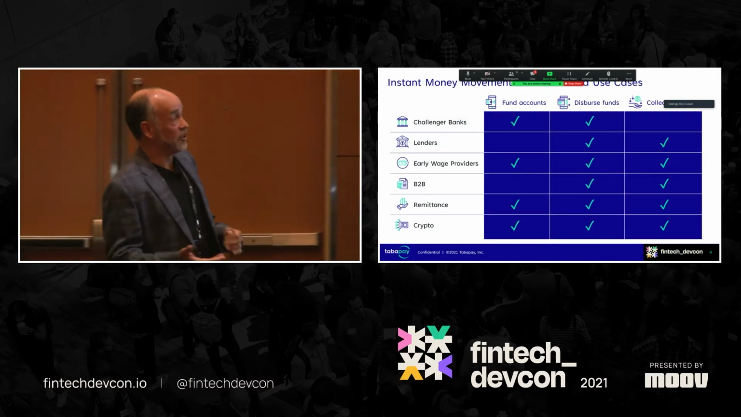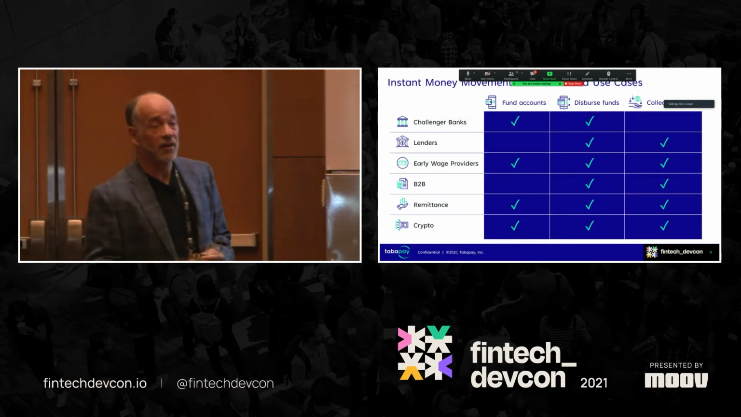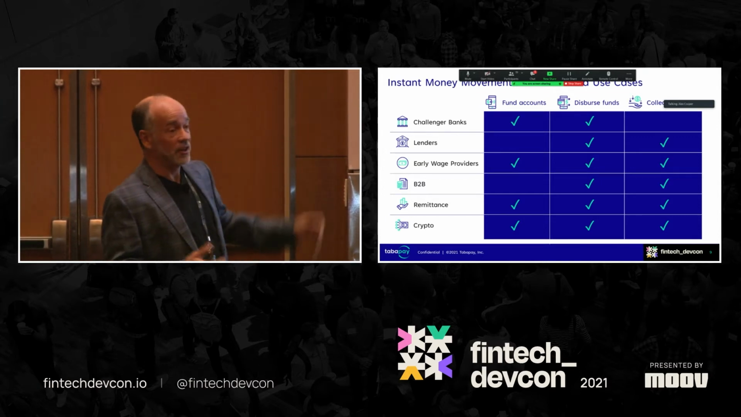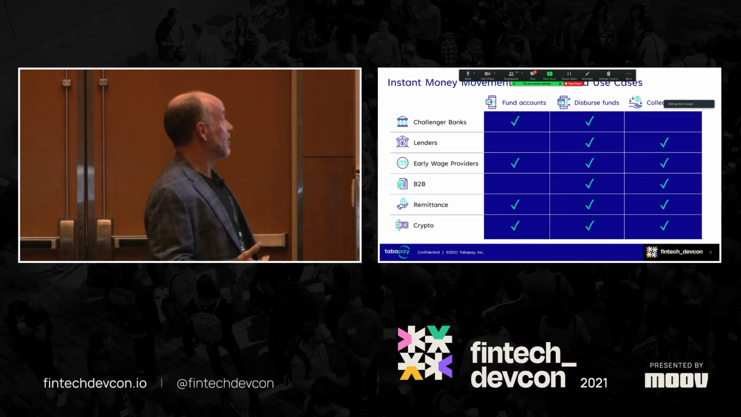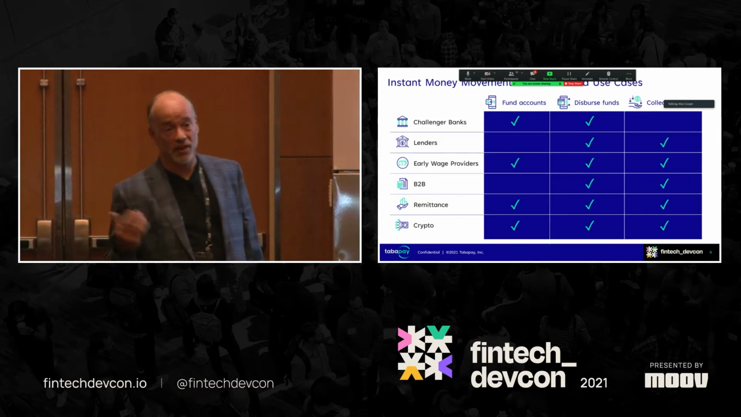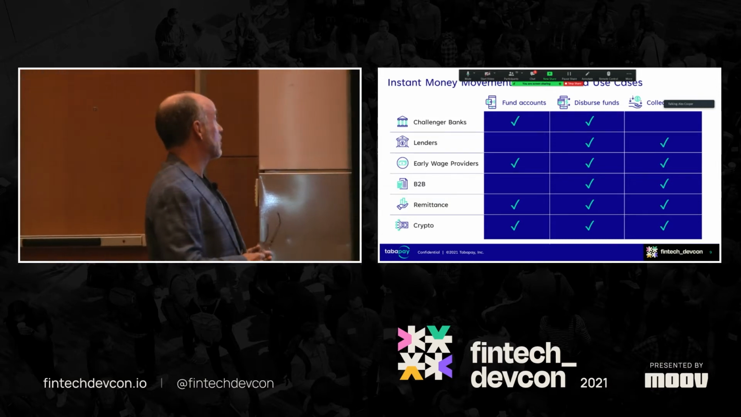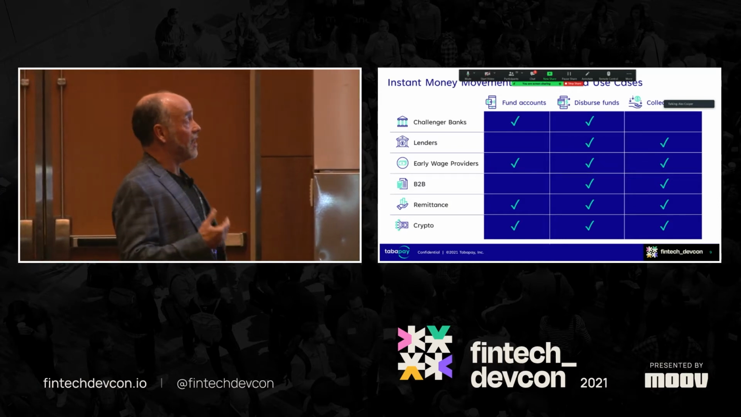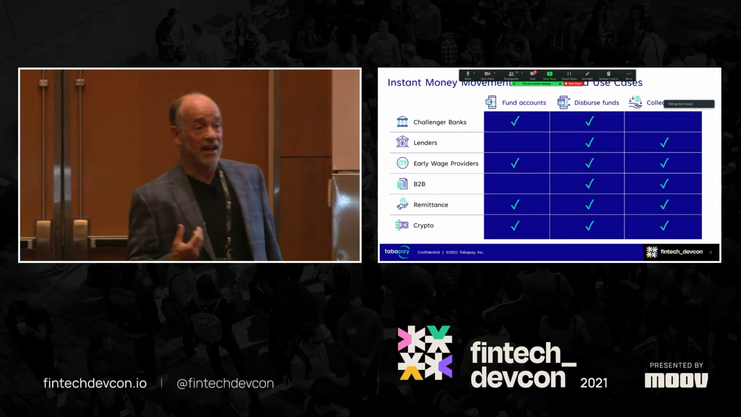So let's get into the use cases for instant funds movement, right? And these are the primary use cases that we're serving today. There are more, and the next poll question will ask you about some of the use cases that you're serving. So I mentioned challenger banks or neobanks, right? And they typically are going to come to us and have two use cases.